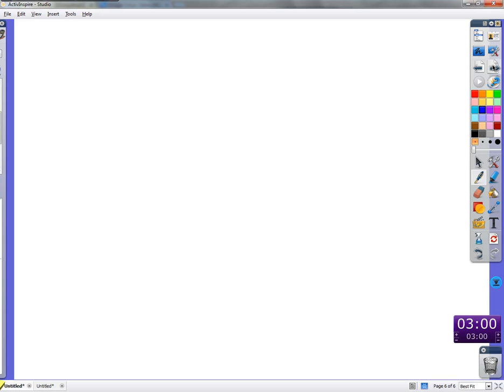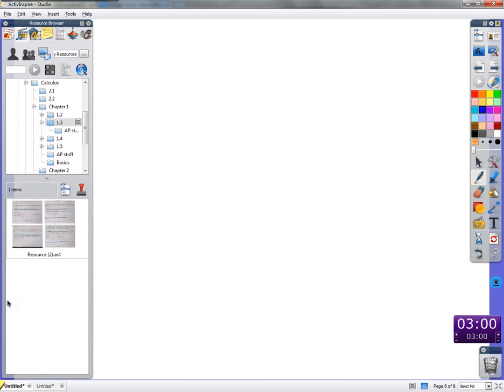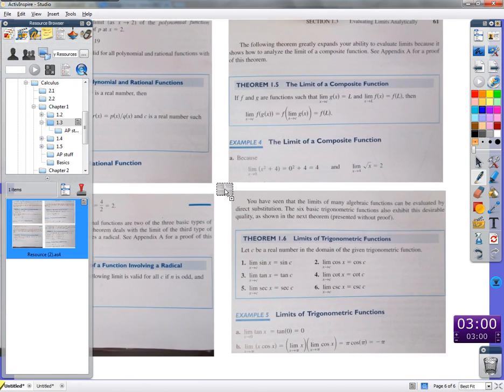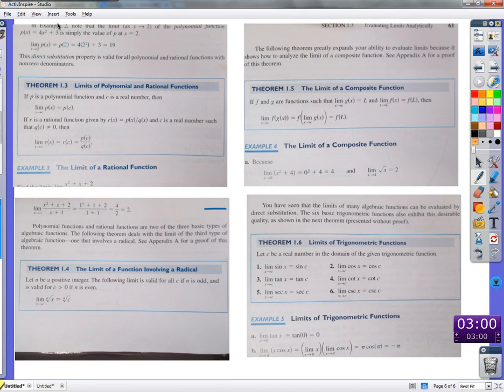So if you read like 41 and 42, and that part that says write a simple function that agrees with the given function at all but one point, that's kind of where we're starting today. So first, let's just talk about this. There's these four theorems: theorem 1.3 through 1.6.